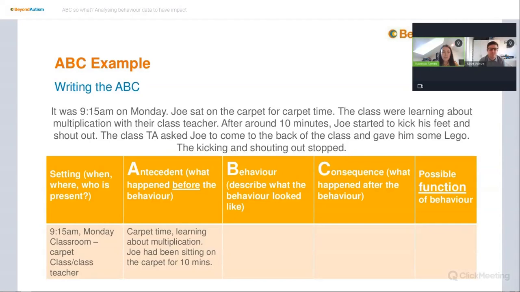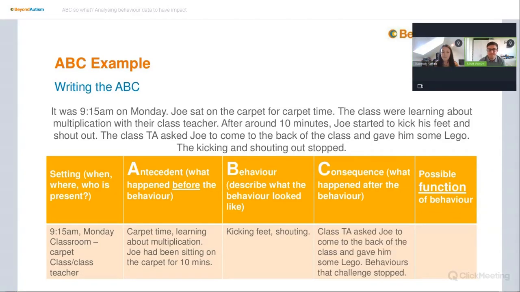How about the behaviour? So that would be when Joe started to kick his feet and shouting out. Yeah, exactly. So again, being really specific about what those behaviours were that were observed. And the consequence. So the consequence is when the teaching assistant took Joe to the back of the class, gave him some Lego, and yeah, the kicking and shouting stopped. Yeah, absolutely. Well done, Matt. It's like you've done these before.